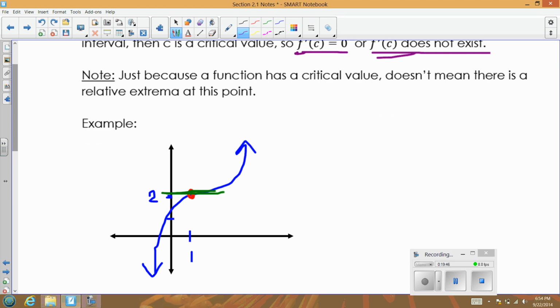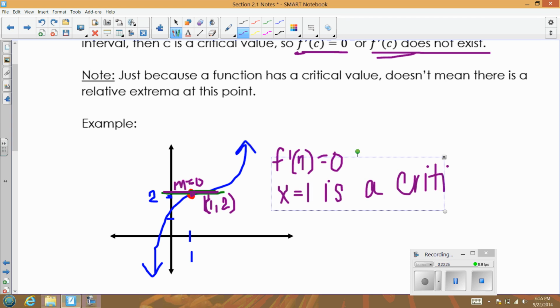So if I have this example here, at the point (1, 2), I have a horizontal tangent line, which means that the slope is 0, which means that the derivative at that point is 0. So the derivative at 1 is 0, which means that x equals 1 is a critical value. However, if you look at the actual graph, if you imagine my tangent lines, they all have a positive slope.